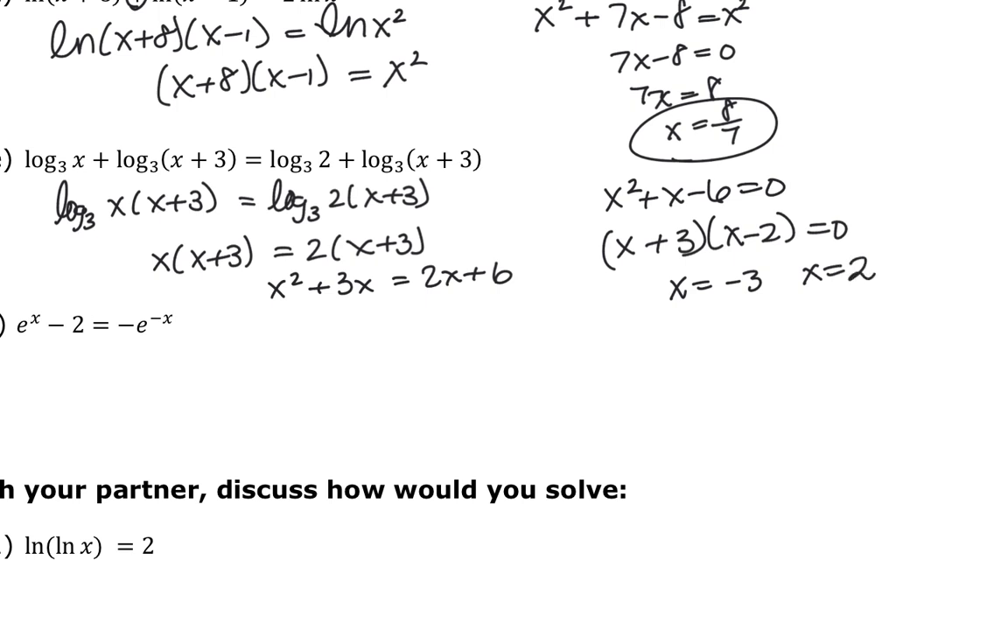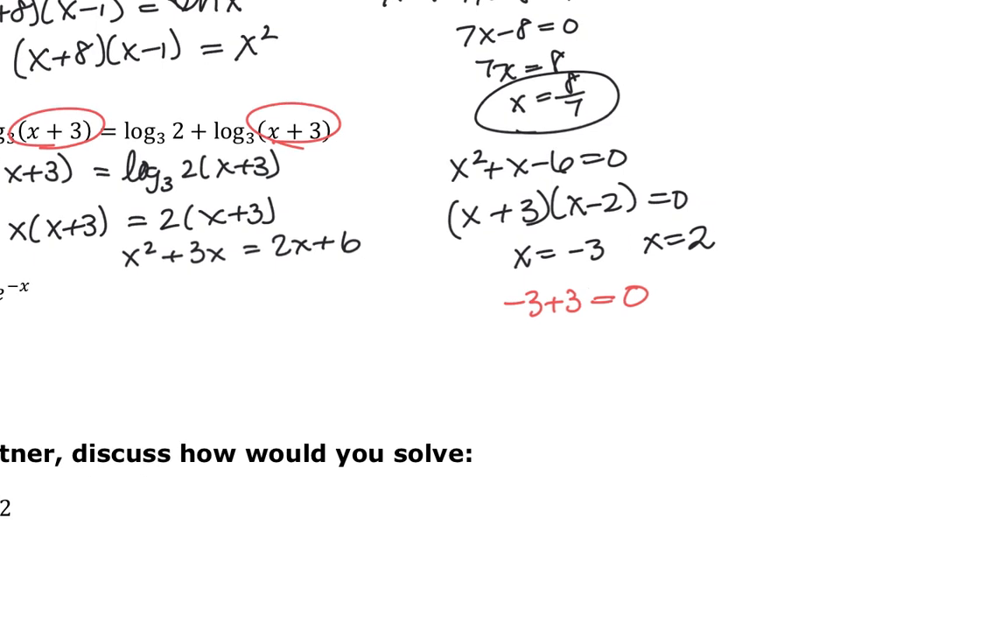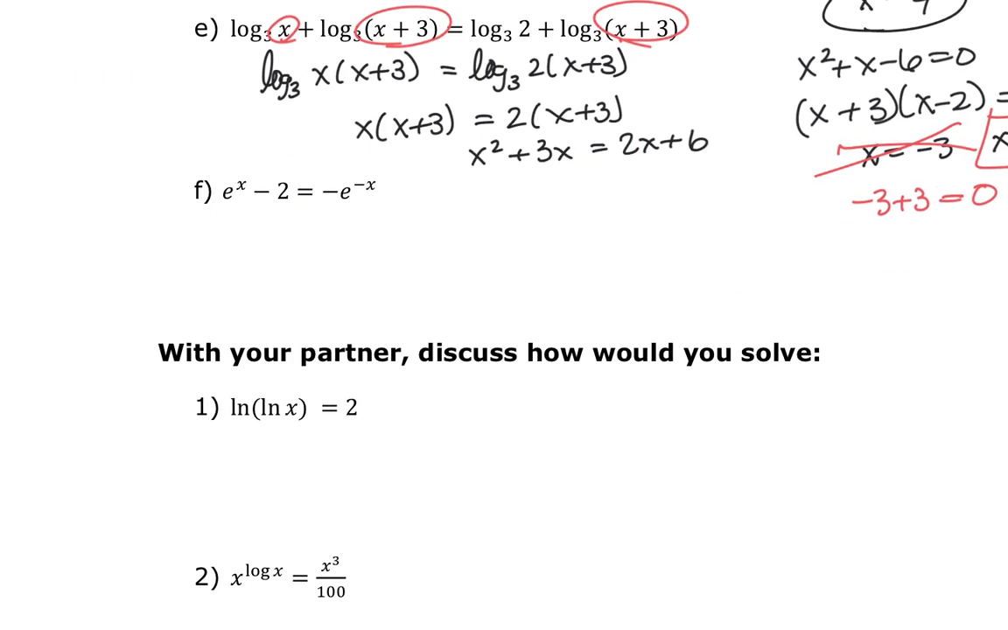Now I have to check this. This is one I have to check in, and this is one I have to check in. So I have negative 3 plus 3. This is not greater than 0. It actually equals 0. So this one does not check. So I know that this one is extraneous, and then I have 2 plus 3, which is greater than 0, so that one checks. That is my only solution.